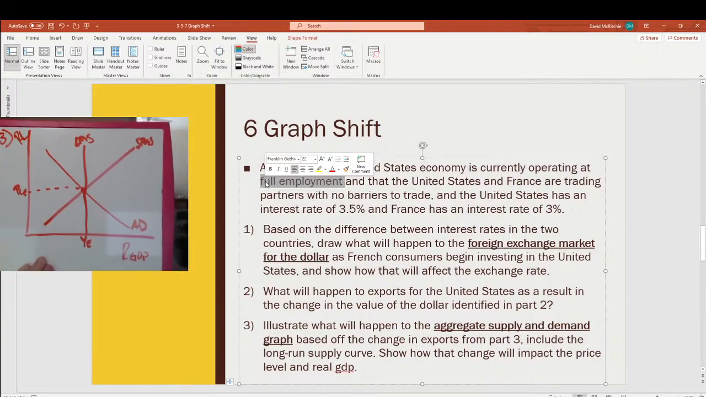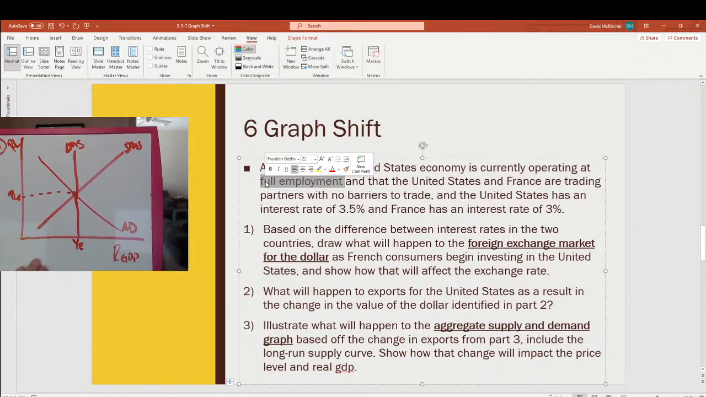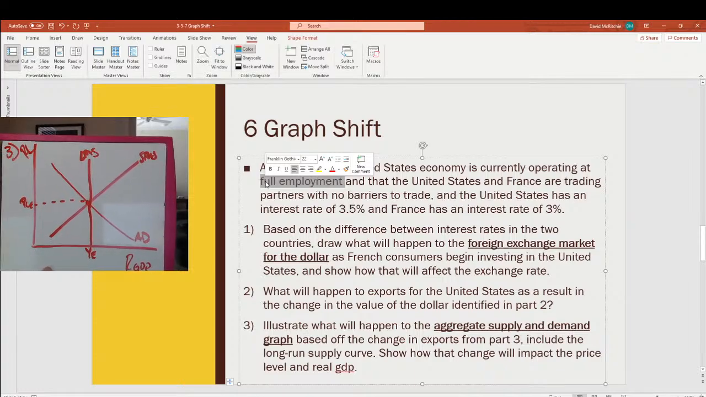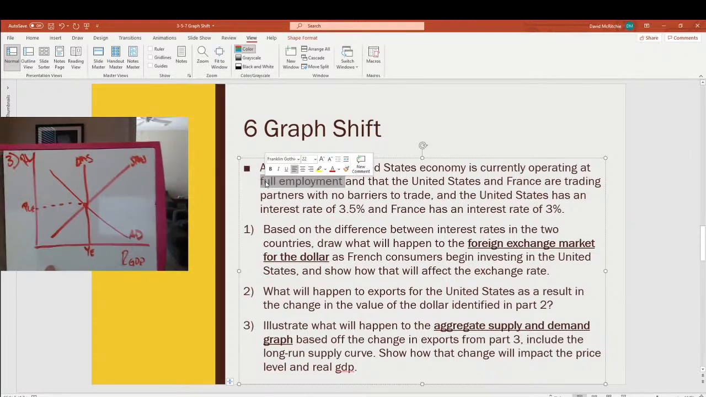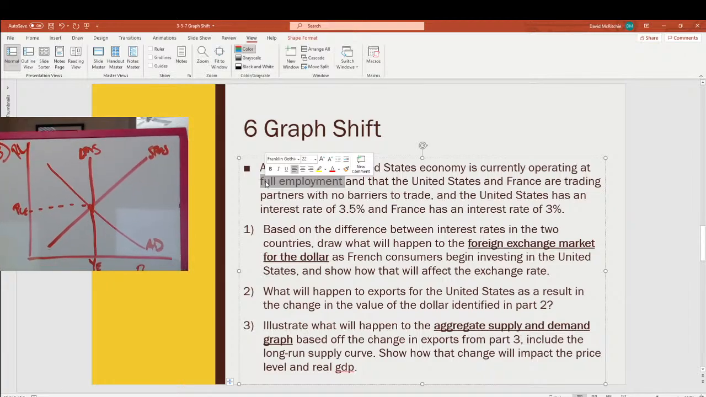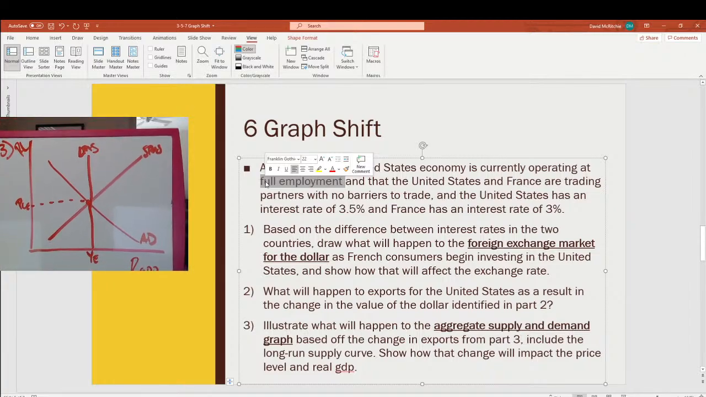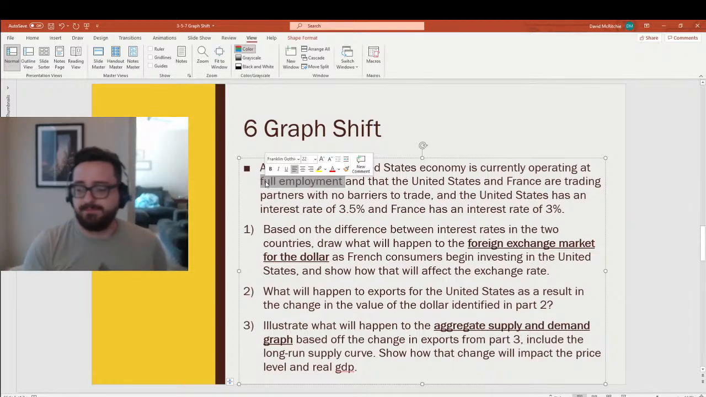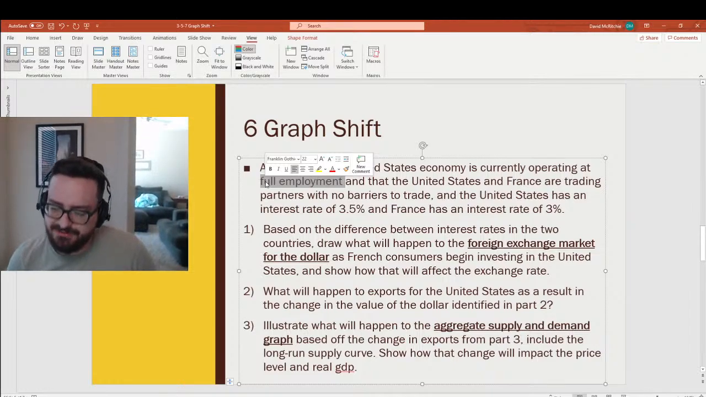This is what my graph should look like at the very jump of 3. I've got LRAS through the middle because I'm at full employment. So my short-run equilibrium, where SRAS and AD meet, should be right where LRAS is at, because LRAS is full employment. SRAS, AD, real GDP, YE, and PLE are my equilibrium points. It then says to show the change in the graph based off the change in net exports from part 3.